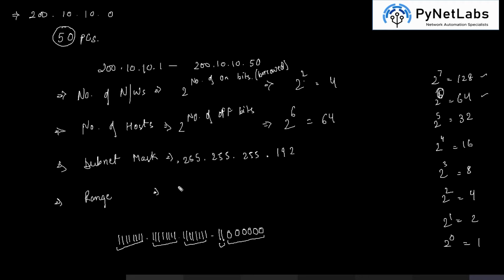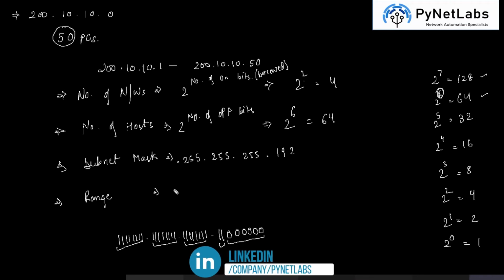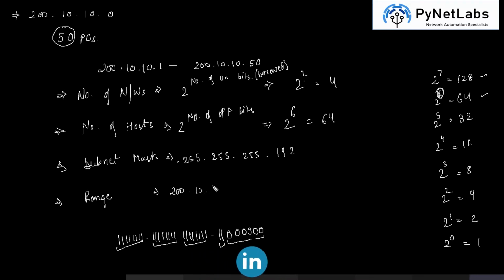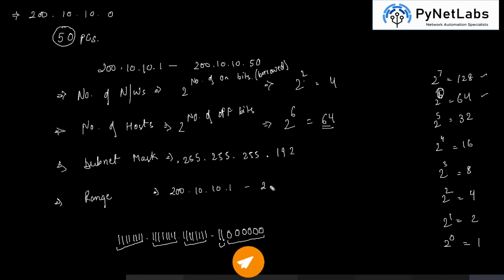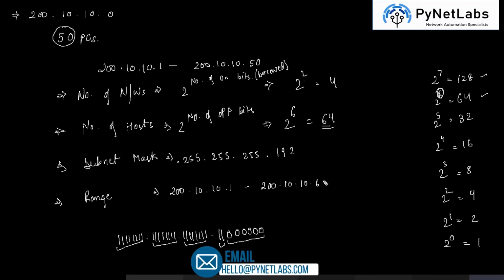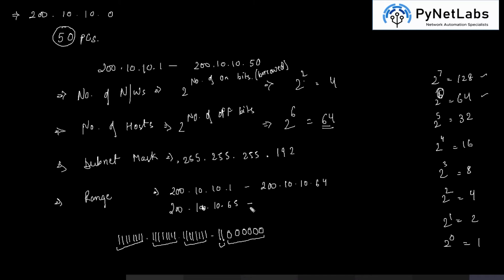Now let's learn how to find the range. So the very first IP address from this range would be 200.10.10.1. Now we have 64 bits. So this is very simple. We'll go to 200.10.10.64. Now the second range will be from 200.10.10.65, and you can simply add 64 to this and you will get 129.